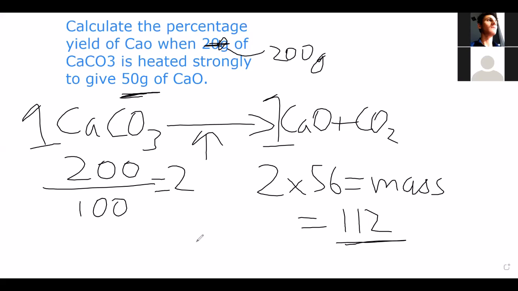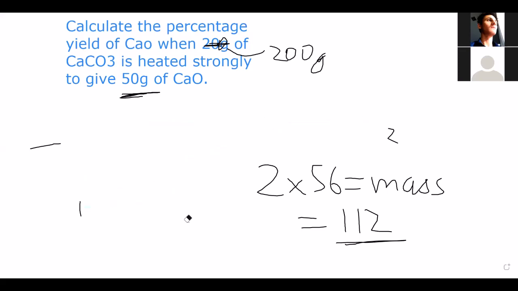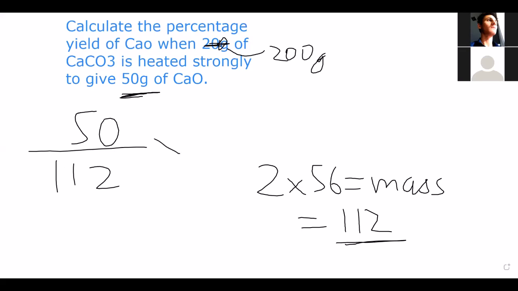So now to find the percentage yield, we'll divide the experimental value by the theoretical value and multiply it by 100. This is equal to 44.6%. This is the percentage yield.